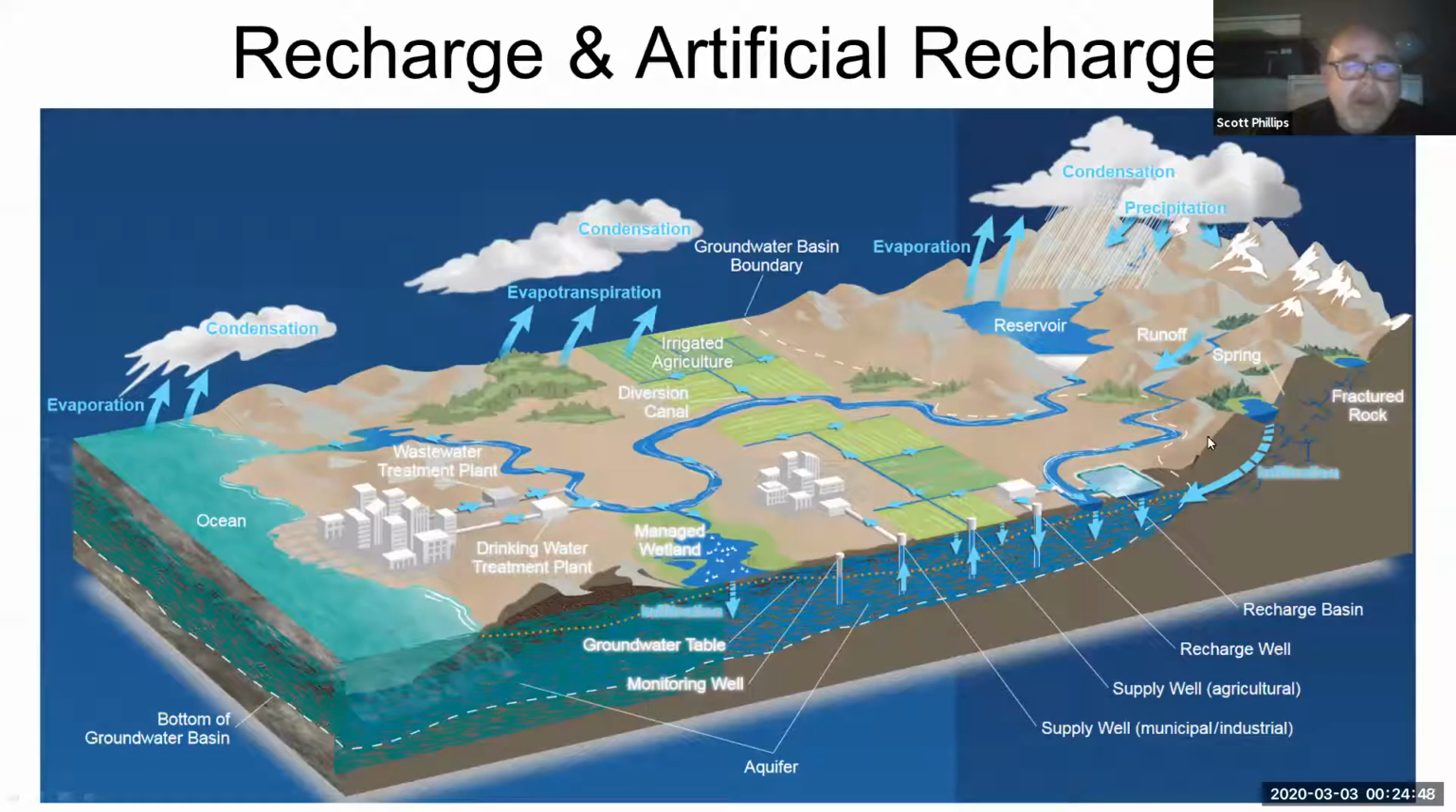So in this image here, you have some recharge happening because of rainfall. And you also have artificial recharge basins that are used to help to support the level of the water table.